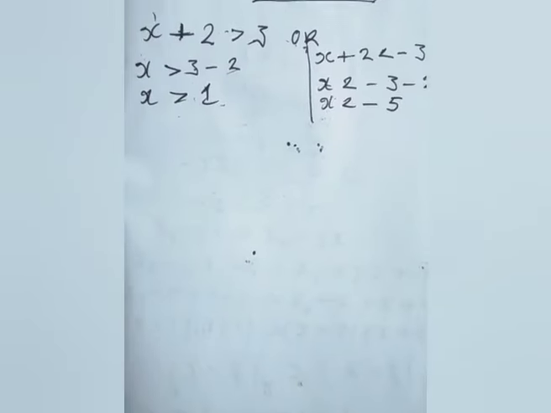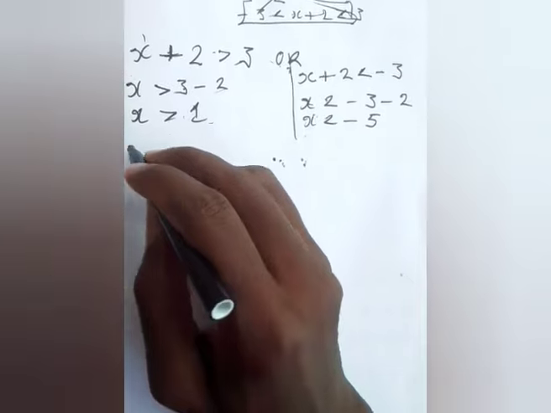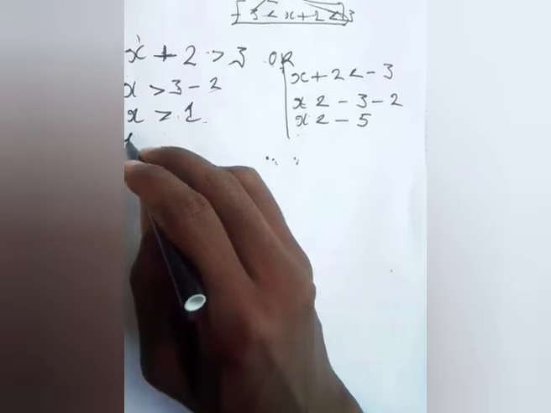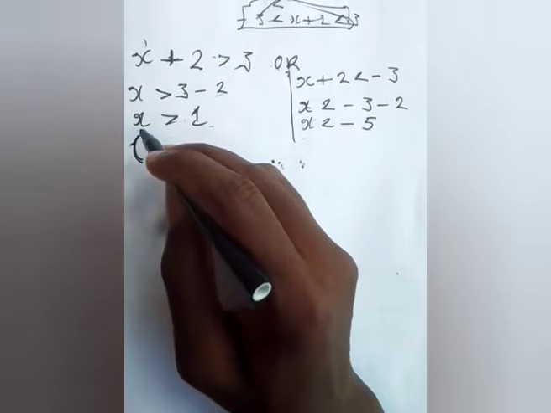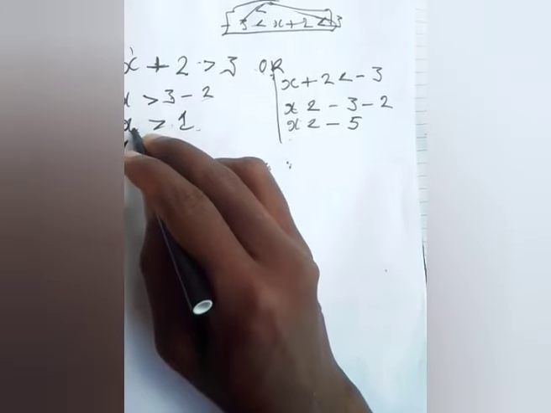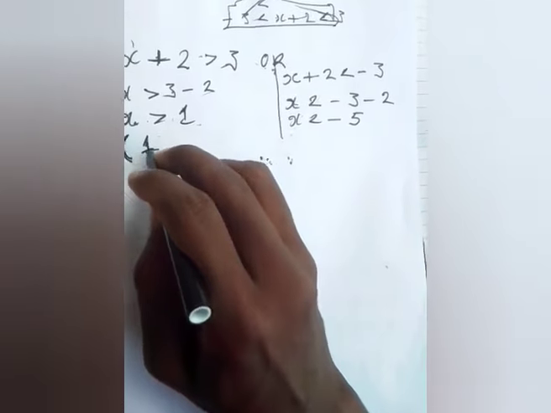Yeah, so let's proceed. So how can I write this in intervals? If you don't understand how I'm doing this, go and watch the videos on intervals. Since the values of x are greater than 1, we are starting from 1 going to positive infinity.